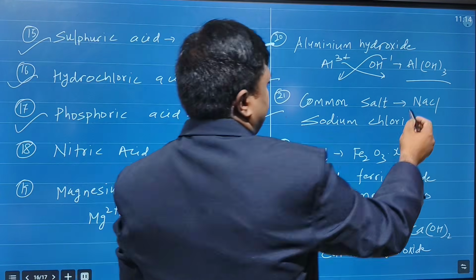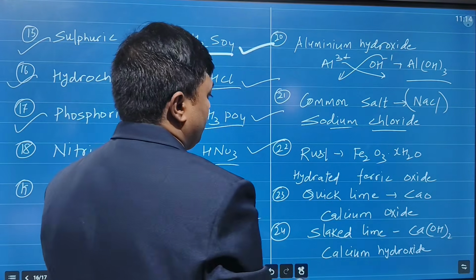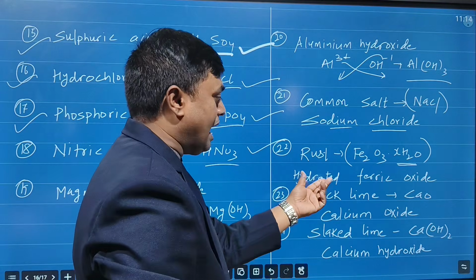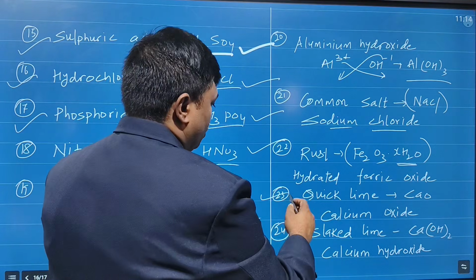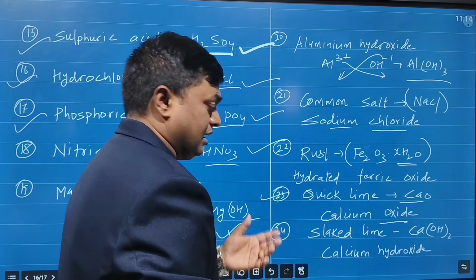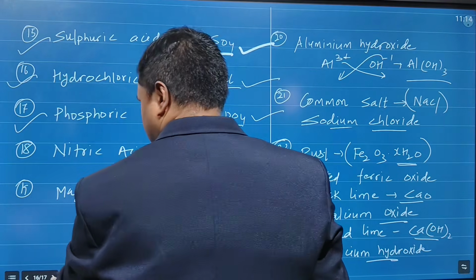Common salt is what? NaCl, sodium chloride. What is the formula for rust? Fe2O3 dot xH2O. It is called hydrated ferric oxide. Quicklime CaO, calcium oxide is called quicklime. Slaked lime, calcium hydroxide, Ca(OH)2.